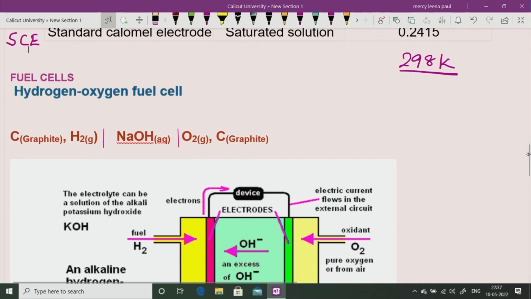Next, we will see a new type of cells known as fuel cells. We all know what a fuel is. Fuel is usually burned, and from that we get heat energy. So, fuel is a substance which burns and gives heat energy. Now, what about fuel cells? Here also, it is a reaction equivalent to burning, but it does not burn.